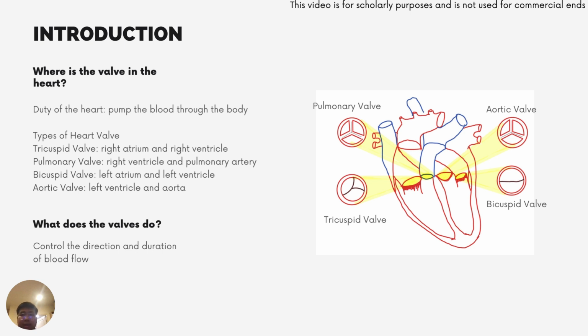Let's move to where the valves are in our heart. The duty of the heart is to pump blood to the whole body every second. There are four main valves in the human heart that are regulated by the heart muscle to control the flow. First, the tricuspid valve, located between the right atrium and right ventricle, which is composed of three leaflets. Next is the pulmonary valve, located between the right ventricle and pulmonary artery. Then the bicuspid valve, located between the left atrium and left ventricle. And lastly, the aortic valve, placed between the left ventricle and aorta.